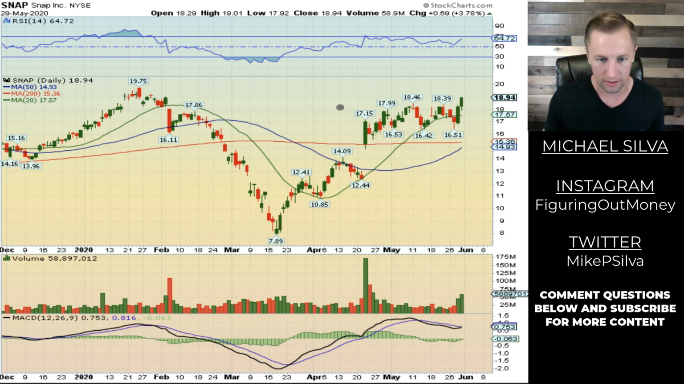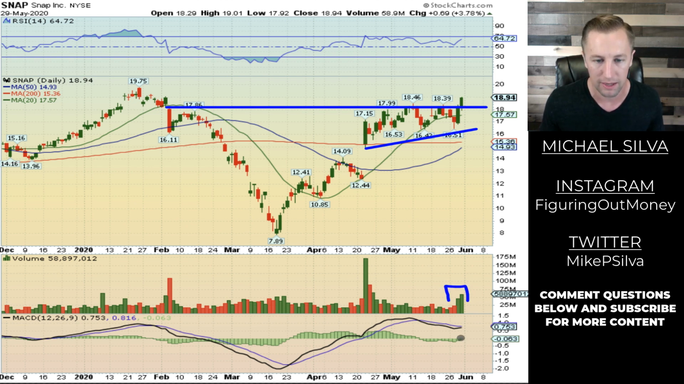All right, what do I see happening here? Well, I saw this nice little trend line here and then a resistance area right up in this range, just above 18 bucks. And we had a breakout right here just on Friday. The breakout happened to be on some volume that's picking up.